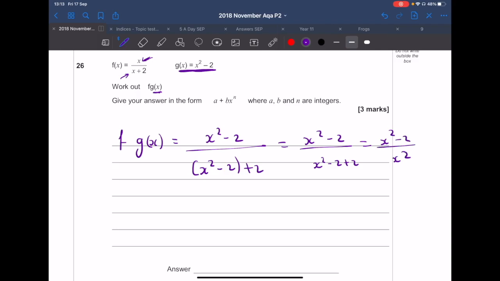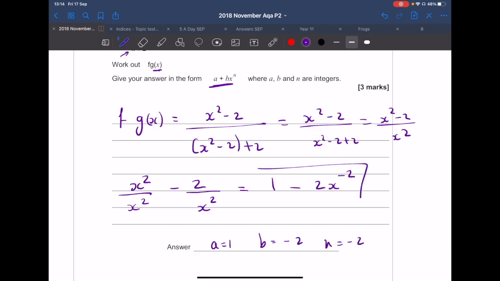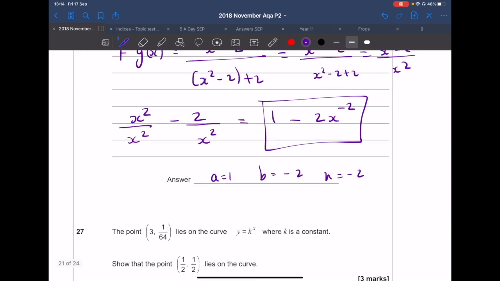So we're left with x squared take 2 over x squared. Give your answer in the form of this, so therefore we can break it up to 1 take away 2x to the minus 2. Remember, if you flip it over, you can change the power. So that'll be the answer for us. So the value of a is 1, the value of b is minus 2, and the value of n is minus 2. So I've written it in this form as the question desired.